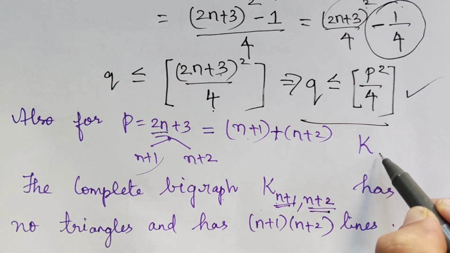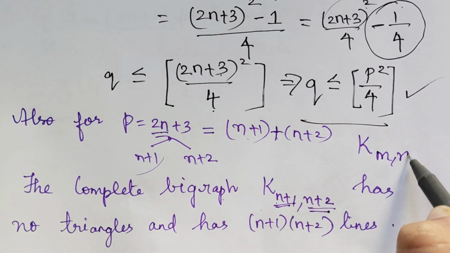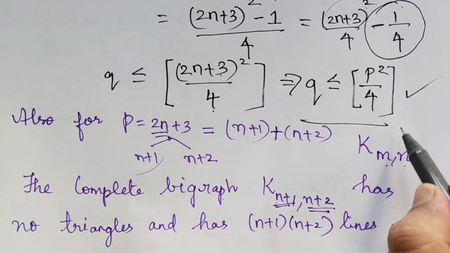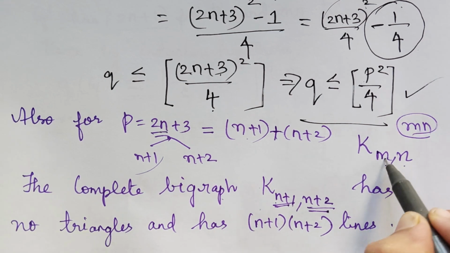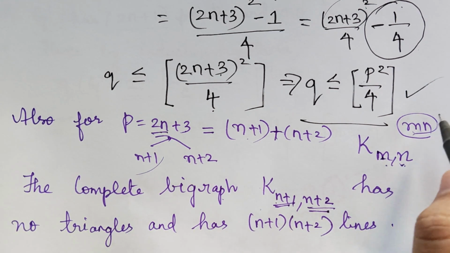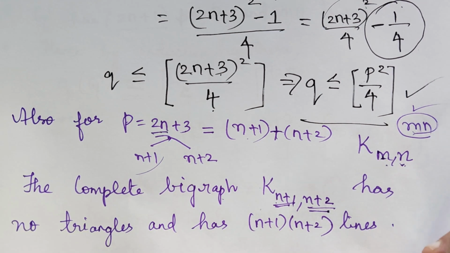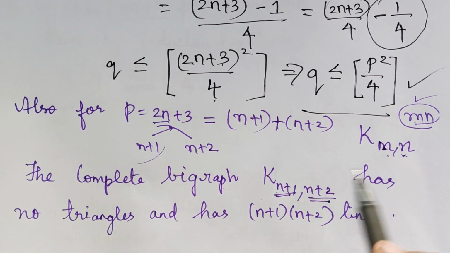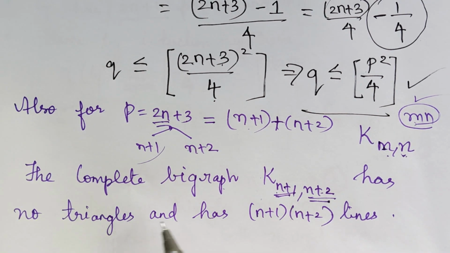So we know that in a bipartite graph K m comma n, the total number of edges will be mn. We have to multiply this m and this n. Because it's a complete bipartite graph, the total number of edges is mn. So multiplying these two, we get the number of edges for this bipartite graph, and obviously a bipartite graph will not have a triangle.